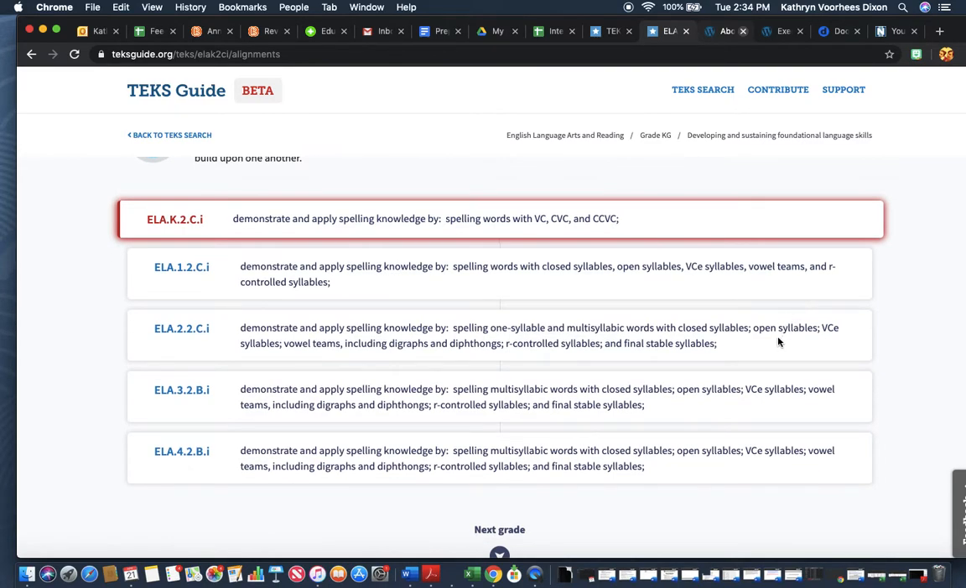And then as we move from first grade to second grade, we see we're still doing one syllable with closed syllable, which is what we did in first grade, but now we're bringing in the multisyllabic words.